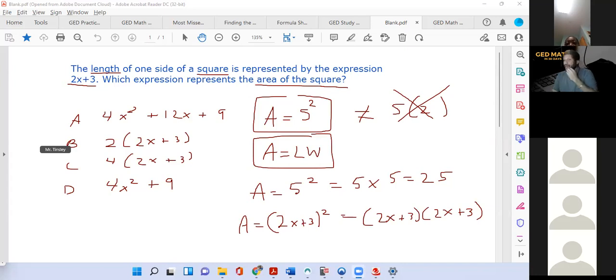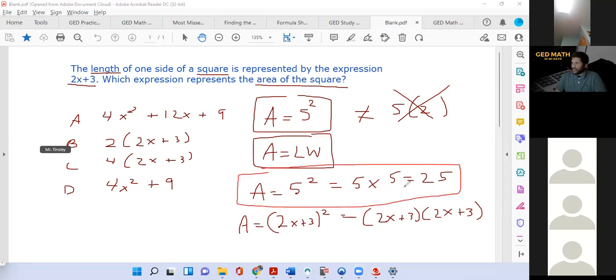Who does not understand that step? Okay. Do you understand that step? No, I kind of drifted off for a second. Okay, do you understand why I did this example, where I said A equals 5 squared, which is equal to 5 times 5, which is equal to 25? Did you understand that step? Yes, sir. But my side is not 5. My side is 2x plus 3. So I have A equals (2x plus 3) squared. Do you understand where I got that from?